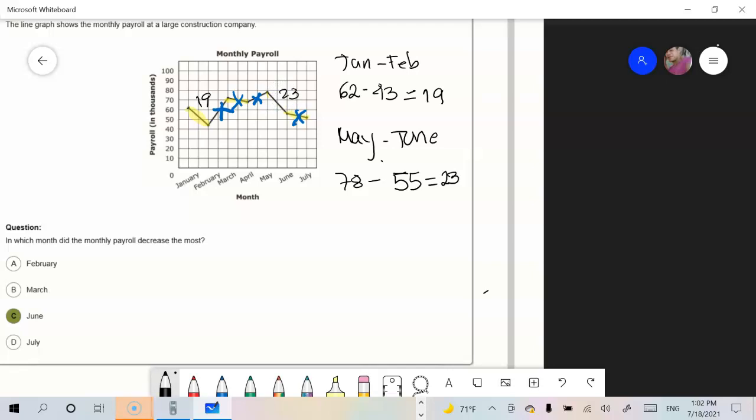So now which one is bigger? Of course, between May and June the decrease is the biggest, right? So May and June, that's why option C is correct, because this decrease is steeper than this one here. So option C is the right answer for this problem. Let's move on to the next problem.